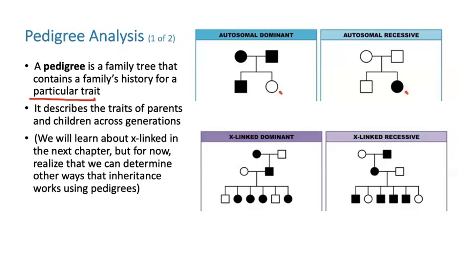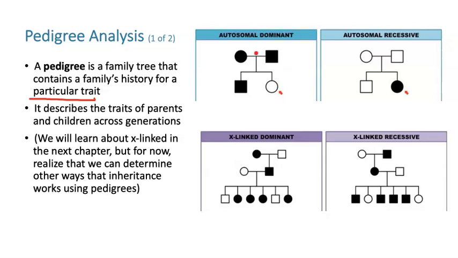We'll learn a little bit more about these ones down here. These are X-linked dominant and X-linked recessive. We'll learn about that in the next chapter. But for now, we're just going to try to figure out if something is autosomal dominant or autosomal recessive. And we're going to do that based on pedigrees.